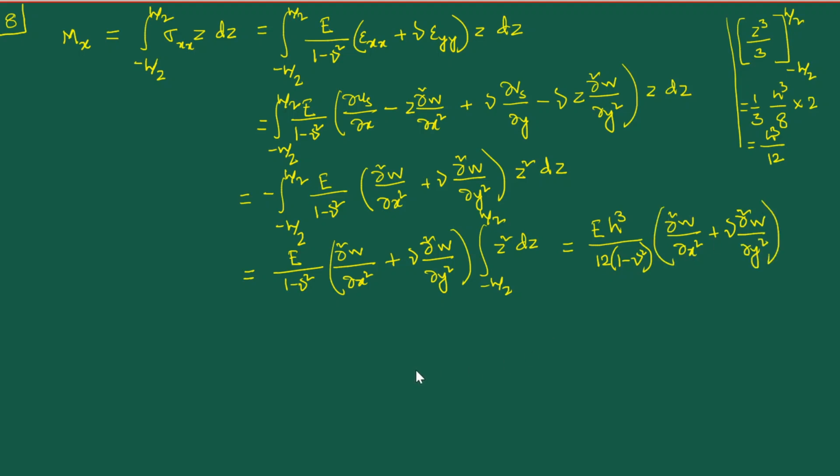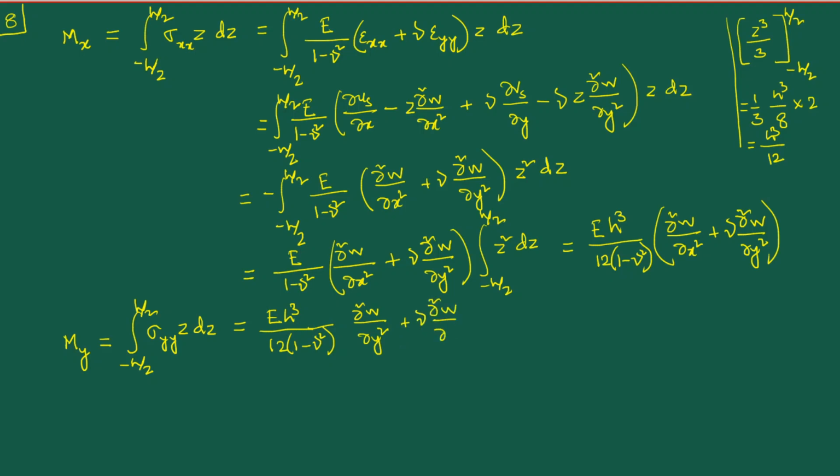All right. In exactly the same fashion, if we proceed with the My, whose definition was like this, we are eventually going to end up with a term which looks exactly the same as the Mx, except for a little difference which you can almost expect: instead of the del squared w del x squared, first we have this thing, and then we have the Poisson's ratio multiplied by this thing.